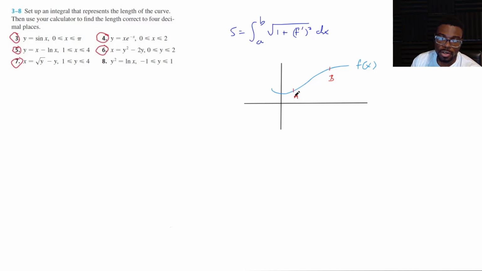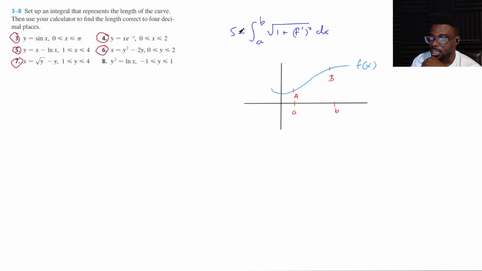So whenever you're solving one of these arc length problems, the A and B values they give you are in terms of x. So for example, problem 3, you're getting the arc length of the function y equals sine of x from where x is equal to 0 to x is equal to pi, right? So the A and the B values you're given in the problem are just the bounds of this integral that you're going to have to integrate.